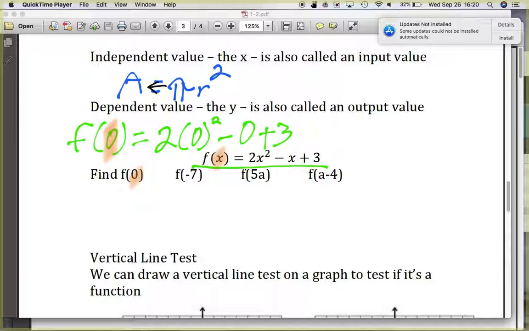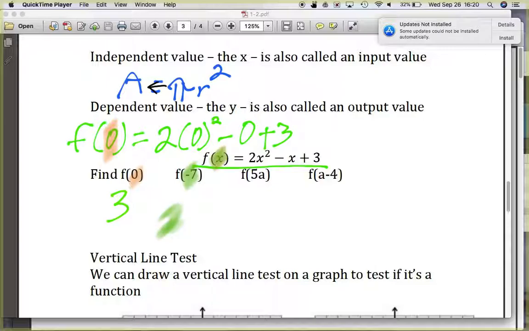Okay, so in this case, 0 squared is 0 times 2 is 0 minus 0 plus 3. That gets me an answer of 3, right? This next one, same thing.